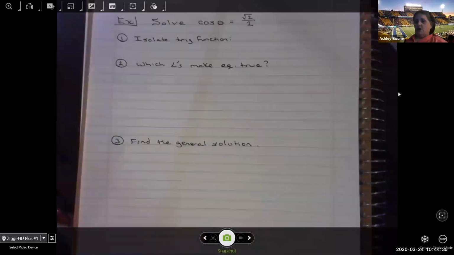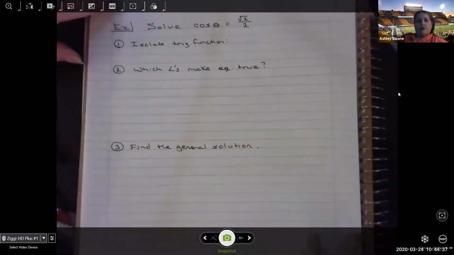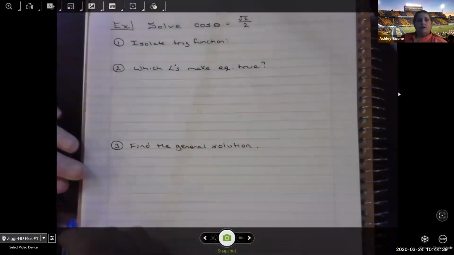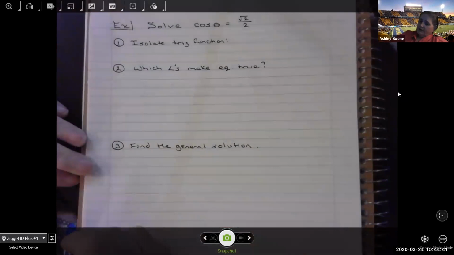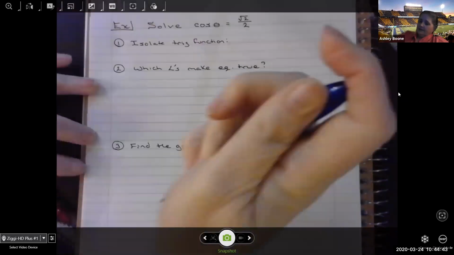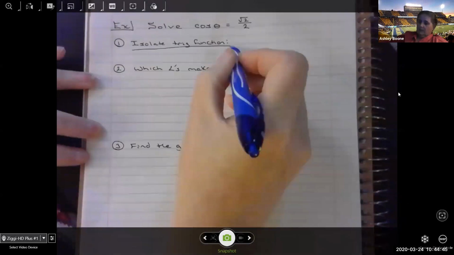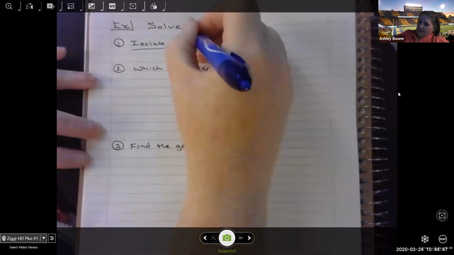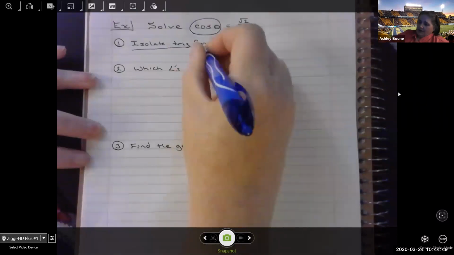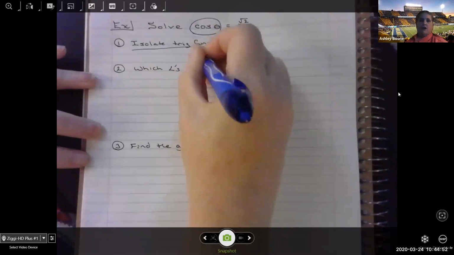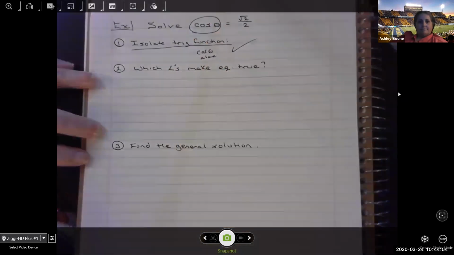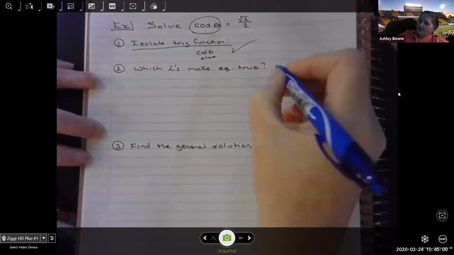First of all, we want to solve the cosine of theta equals the square root of 2 over 2. First step, isolate that trig function. Well, guess what? Cosine of theta is already alone on one side. We've done it. First step's done. What angles make the equation true? Think about your unit circle.